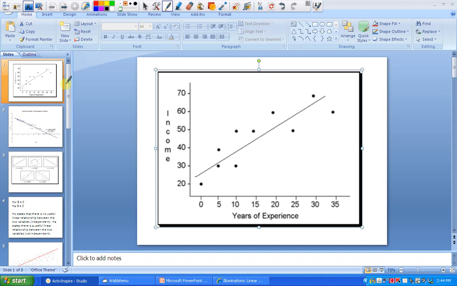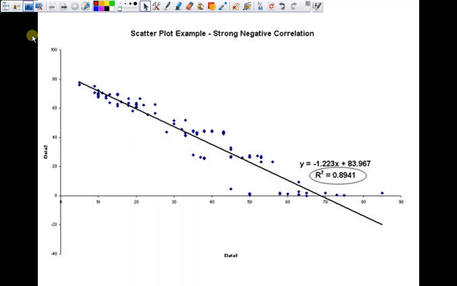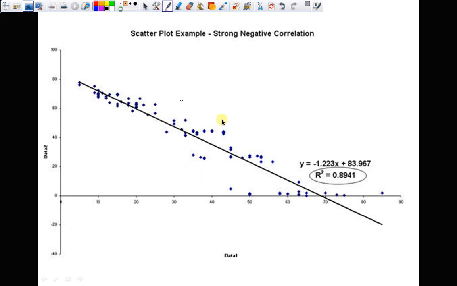Okay. Now let's look at another line here, another equation. So this time we have an equation. So if I know that this point right here is the point (45, 5). Okay. Now what we're saying is when x is 45, y is 5.